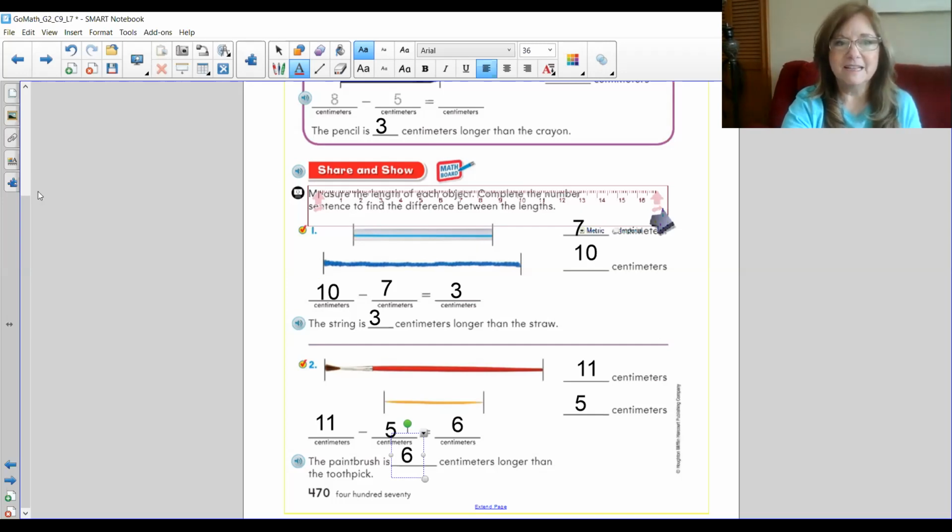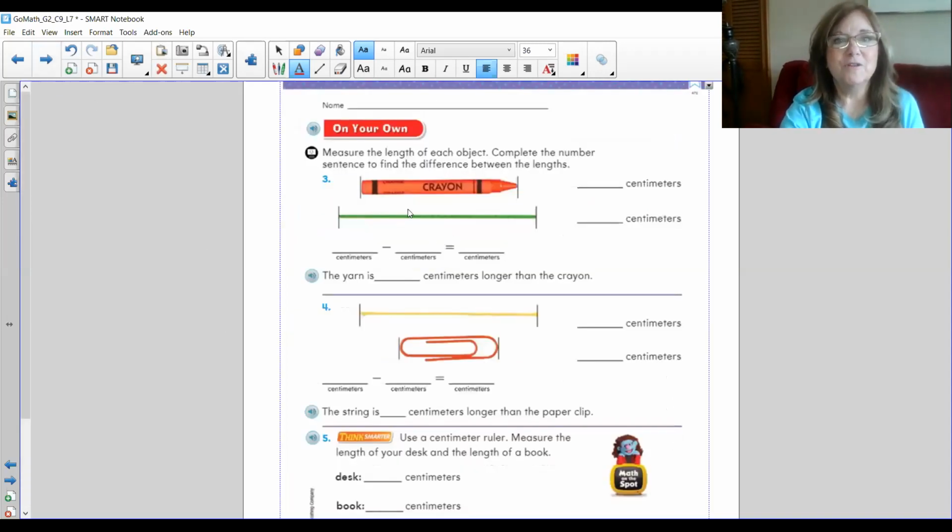Okay, we're ready to move on to the next page. Of course, you can always pause the video if you need to, or you can go back. Okay, so this says on your own. So it would be nice if you can do this part on your own. If you can pause it and do this on your own, that would be great. We'll go ahead and do it together right now. But try to do it on your own, and then we'll check the answers.